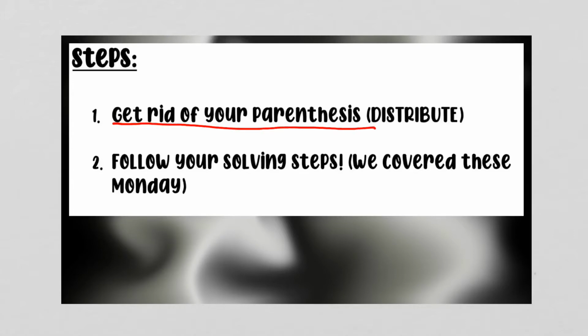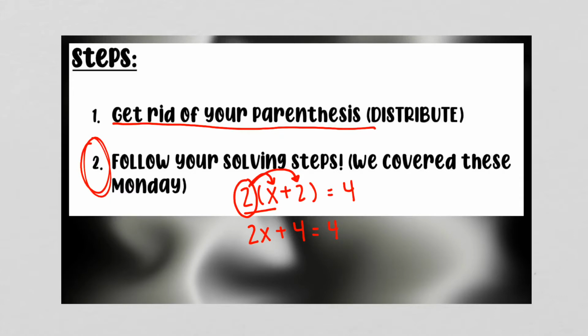So you're going to have an equation that looks something like 2(x + 2) = 4, where there's a 2 on the outside. What I mean by get rid of your parentheses is you have to take whatever is on the outside and distribute it in. So we're going to multiply everything on the inside by whatever's on the outside. Once you do that, and we're going to go through plenty of examples, for here you would do 2 times x, which would give you just 2x, plus 2 times 2 is 4, and that's equal to 4. At this point, there's no more parentheses, so you will go to step 2, and you're going to follow your solving steps, which is what we covered last week.